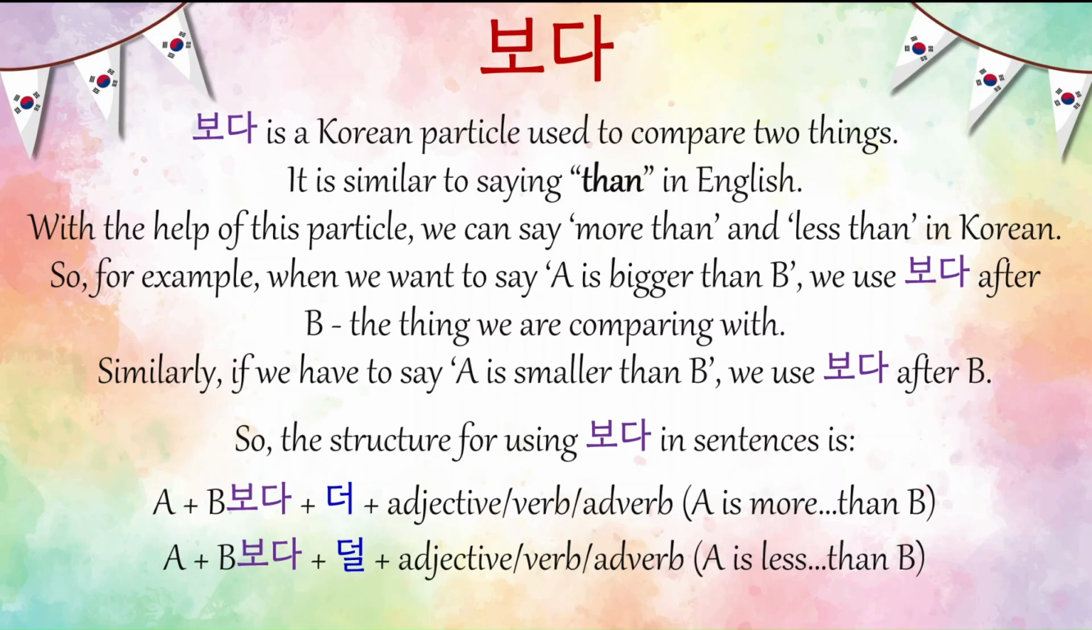B is the thing that you are comparing with, and therefore 보다 is attached to B, and after 보다 comes 더 in case of more than. In case of less than, the format is exactly the same, just change 더 to 덜, which means less. So it becomes: A is less in something than B. Okay? I hope you're getting this format. I hope you understand how to use 보다 in sentences to say more than and less than in Korean.